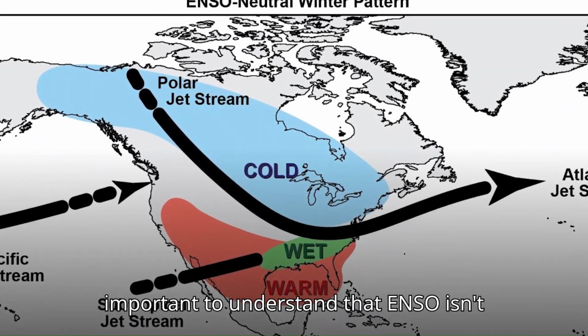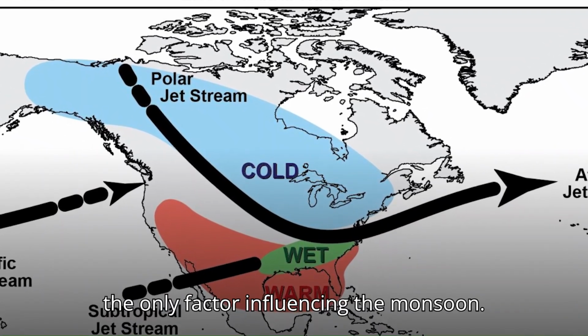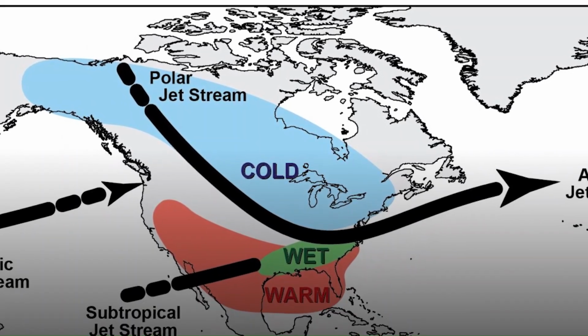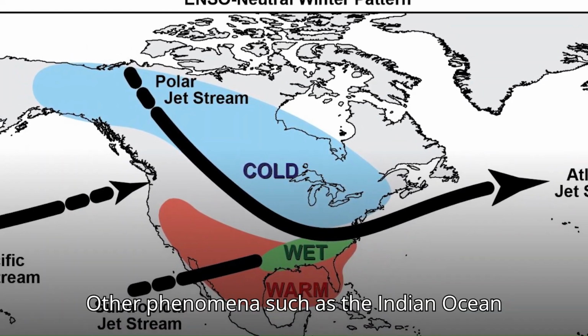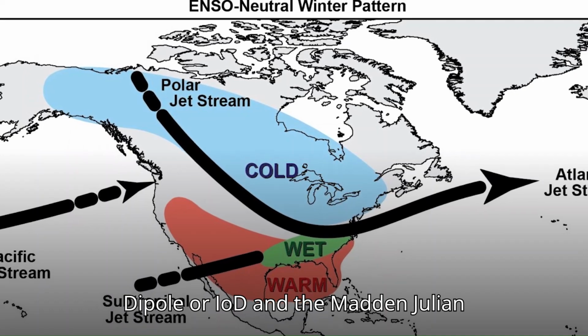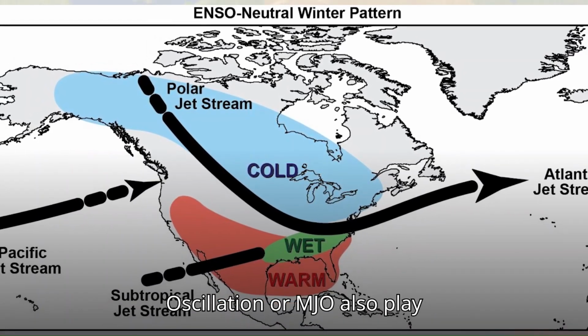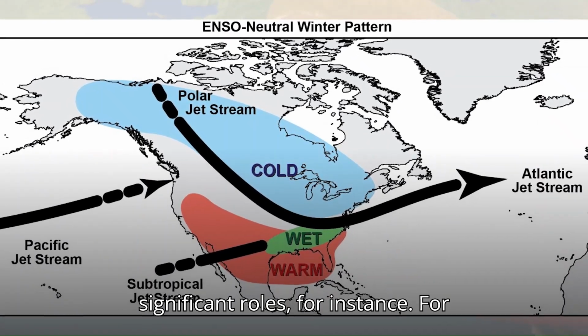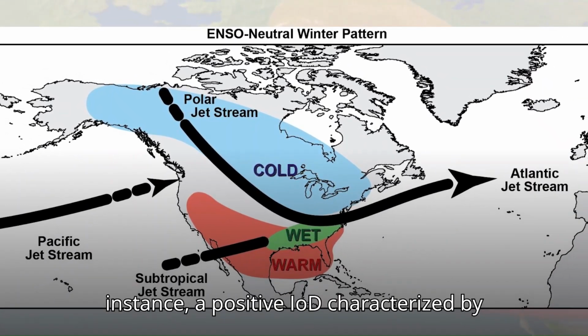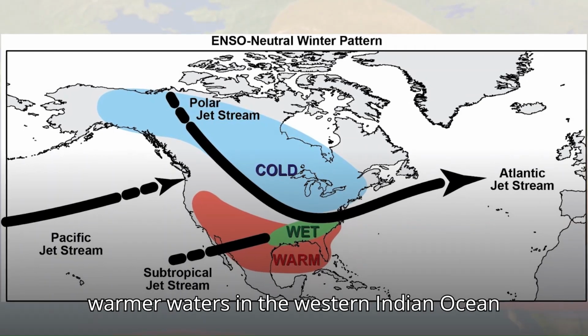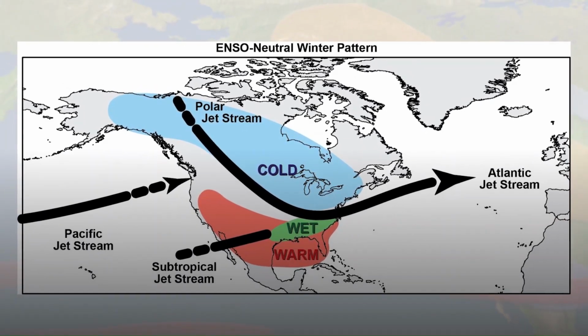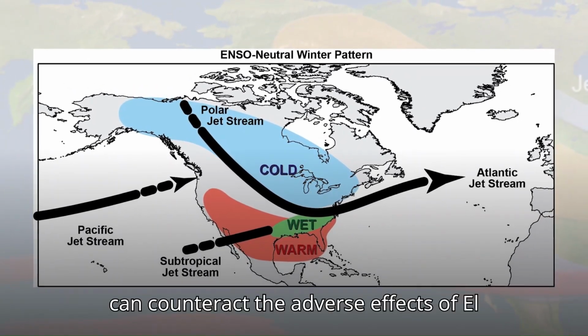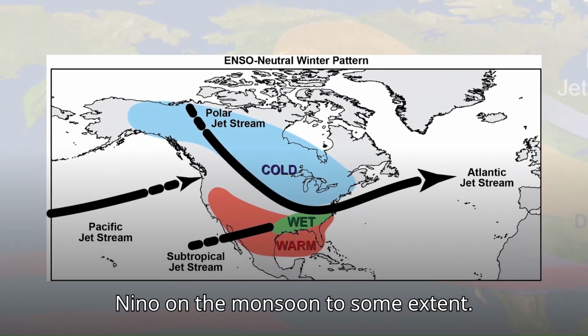It's also important to understand that ENSO isn't the only factor influencing the monsoon. Other phenomena, such as the Indian Ocean Dipole, or IOD, and the Madden-Julian Oscillation, or MJO, also play significant roles. For instance, a positive IOD, characterized by warmer waters in the western Indian Ocean, can counteract the adverse effects of El Niño on the monsoon to some extent.